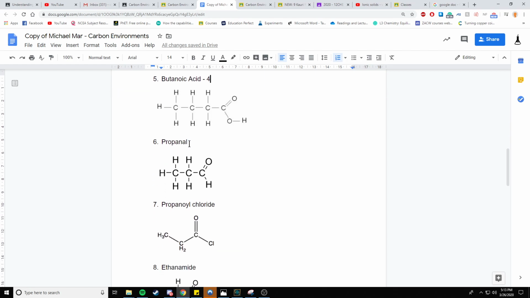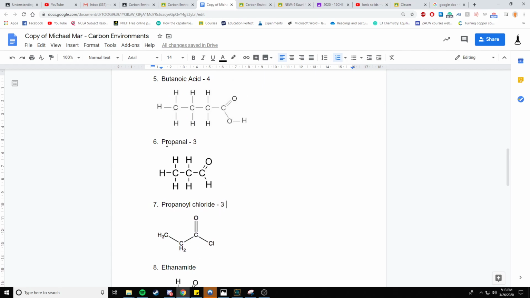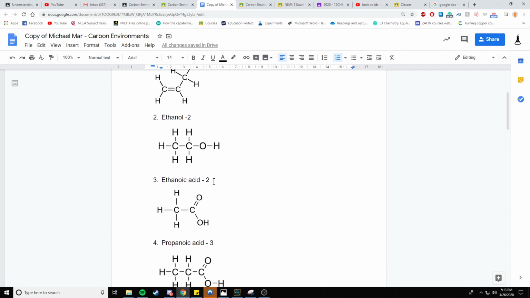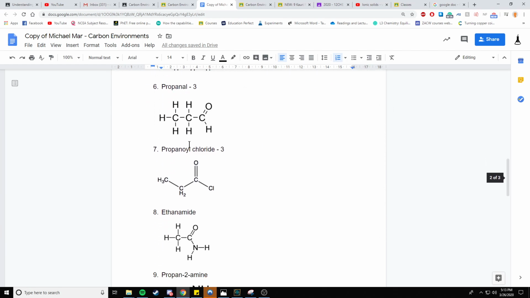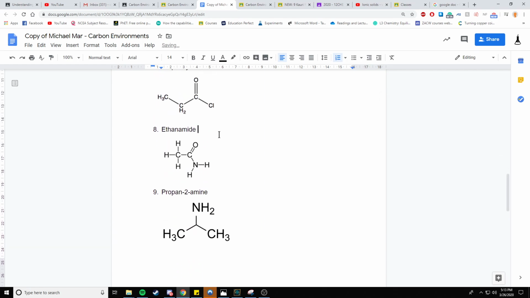Propanol, all 3 are different because CH3s, CH2s, and this one. Got 3. Propanoyl chloride, 1, 2, 3. You may be saying, aren't these all the same? Ethanoic acid, yep, 2. And so if we go down here, ethanamide, that's 2 as well, because CH3s and your carbons double bonded to oxygens, this is different.